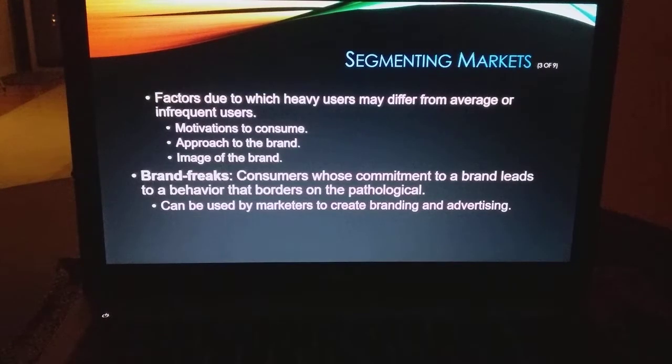Okay, so there are some different ways that heavy users may differ from the average or the infrequent users. The motivation to consume, why is it that they're buying it? Is it because they really need it? Is it because they see some sort of status associated with it? What's the image of the brand? That kind of thing.